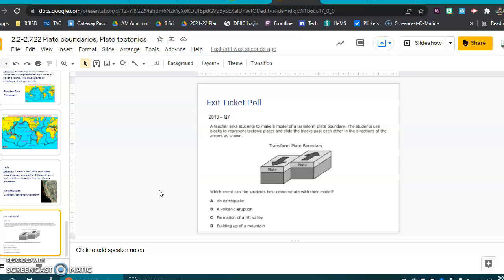A teacher asks a student to make a model of a transform plate boundary. The student uses the blocks to represent tectonic plates and slides them past each other in the direction of the arrows, so up and down or left and right. Which event could be best described? An earthquake, a volcano, a rift valley, or a building of a mountain? We can go back and look, but I think, yep, you got it, friends, an earthquake.